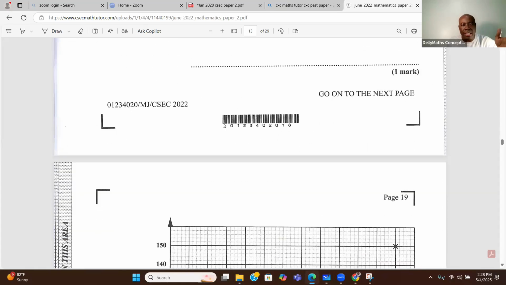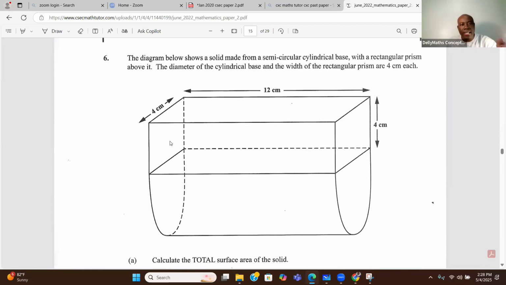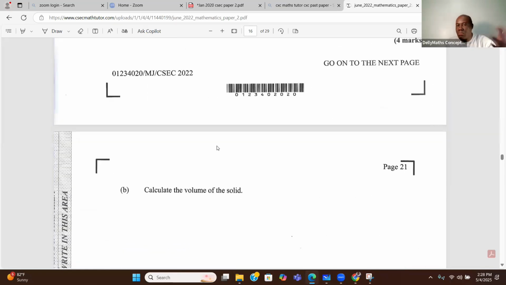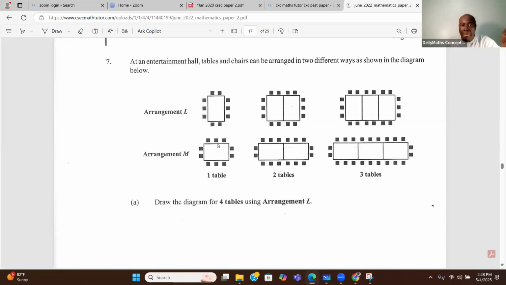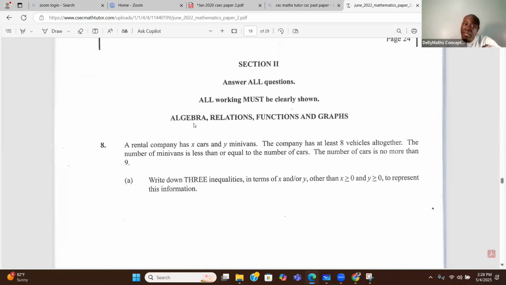And then by the time you're done with your statistics, you see them at cumulative frequency curve, you go into measurement, the solids, and then you go through pattern number 7. And then you go through number 8, where you see the big topic, your algebra, relation, function, and graph, then you see linear programming right here. So boom, they can put the linear programming right here.